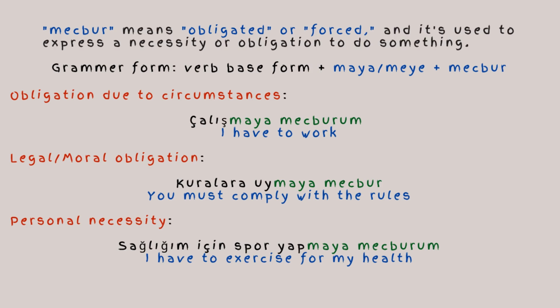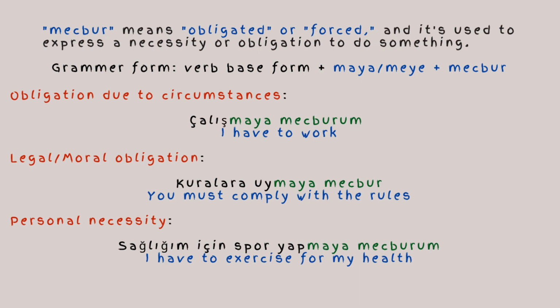This is a part that we didn't mention at the beginning of the video, but we need to know the difference between this and the other 4 types. Mecbur means obligated or forced, okay? But we use it if you want to express an obligation due to circumstances, like I'm in trouble, I have to work, I'm broke. In that case, you're going to use çalışmaya mecburum.